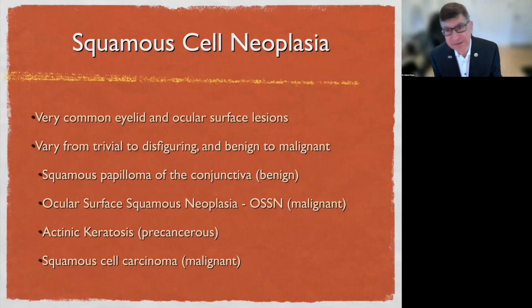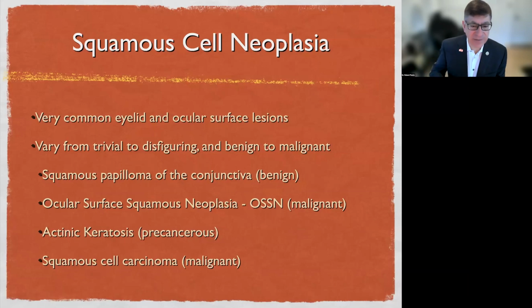Let's talk about squamous cell neoplasia, and I saved some of these for here because it's important to understand how this all fits together, with both the squamous cell neoplasia that are not malignant moving into squamous cell carcinoma. We think about squamous papilloma of the conjunctiva, ocular surface squamous neoplasia, actinic keratosis, and then squamous cell carcinoma.